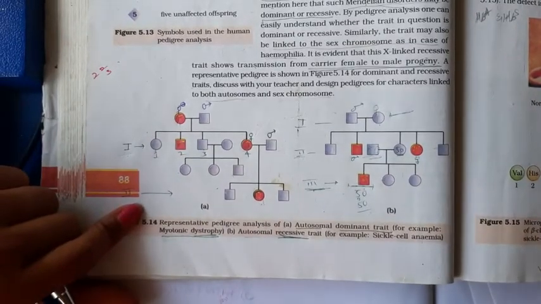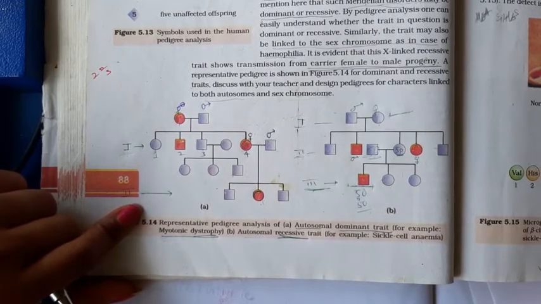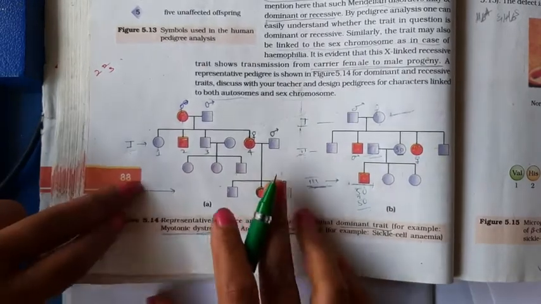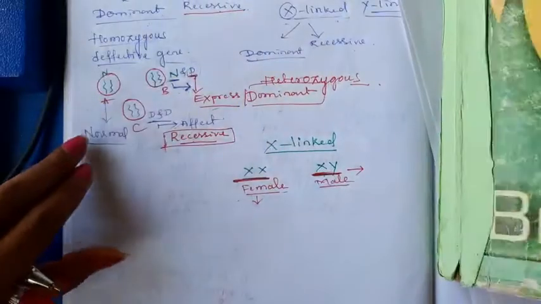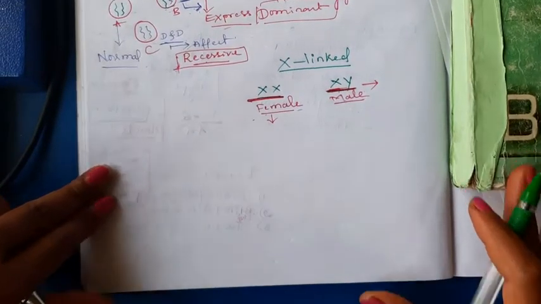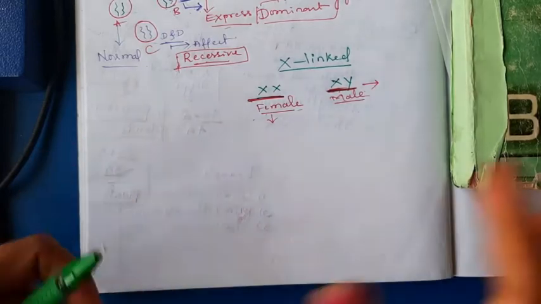Now we can discuss about the diseases. Actually, what are the symptoms? You have to study the hemophilia, sickle cell anemia and phenylketonuria. I will start with the first one, hemophilia. Here I will write hemophilia.